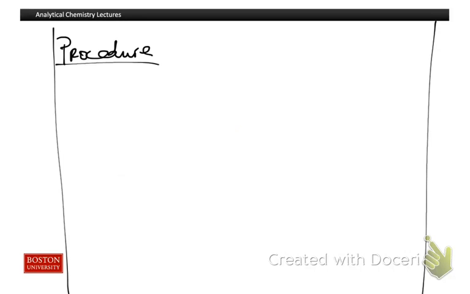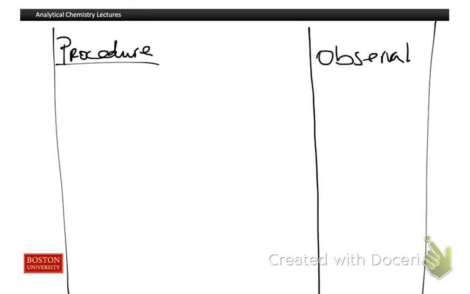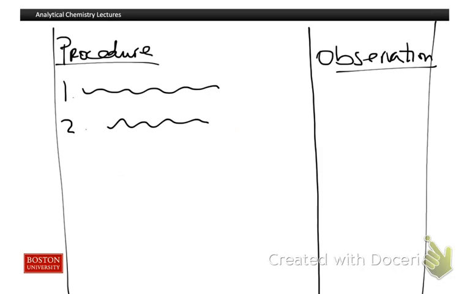So what I like to do is divide the page roughly two-thirds and one-third, or three-quarters and one-quarter. It really depends on how many observations you're going to make. And so I like to make a little place for observations on the right hand side of the page. And so I start jotting down my procedure on the left and I leave room for observations.